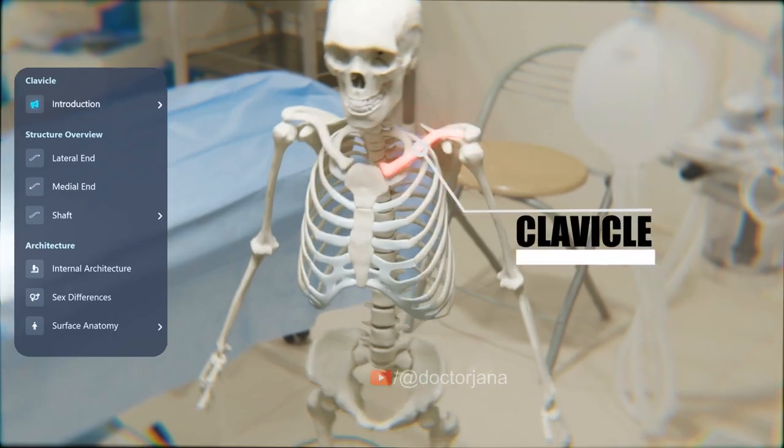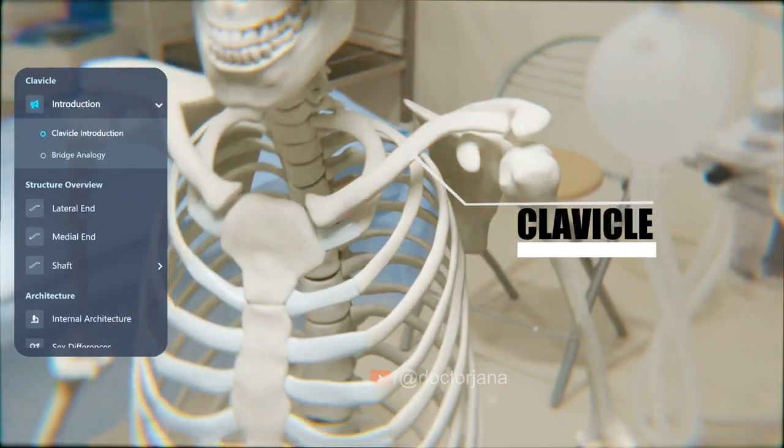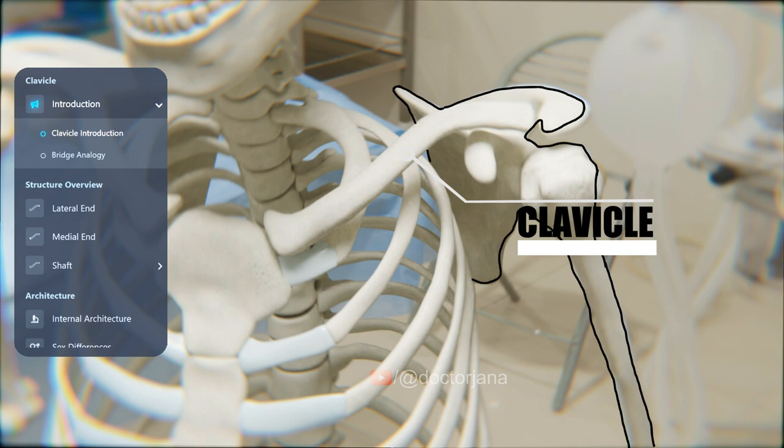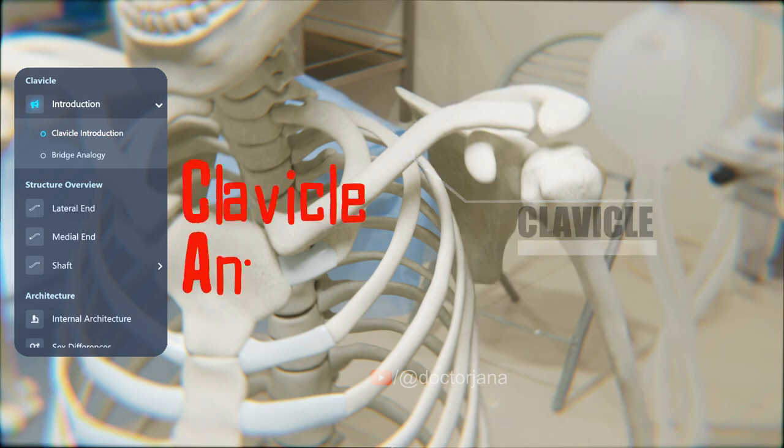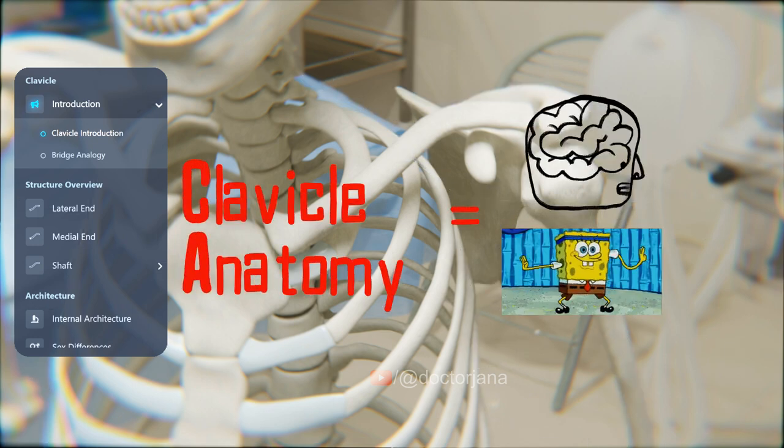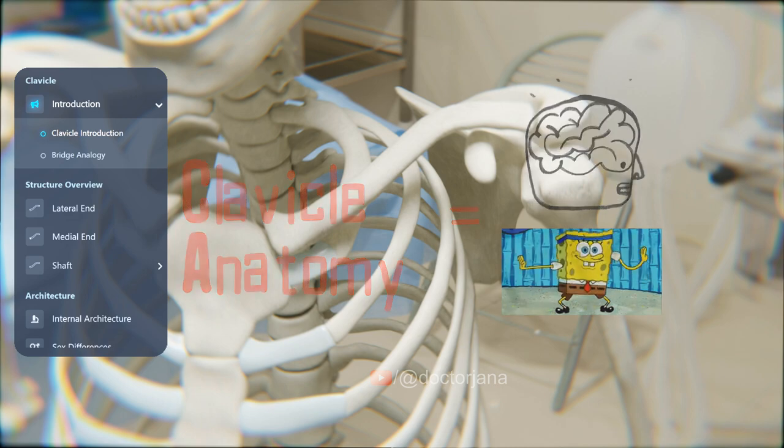Hello everyone. Today, let's explore the clavicle, the bone that connects your arm to your torso. Understanding its anatomy is key to knowing how it supports your upper body movement and mobility.